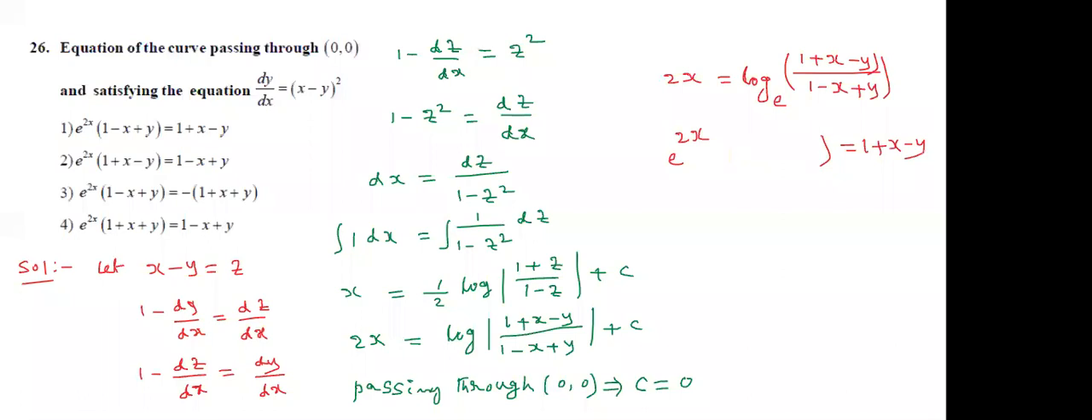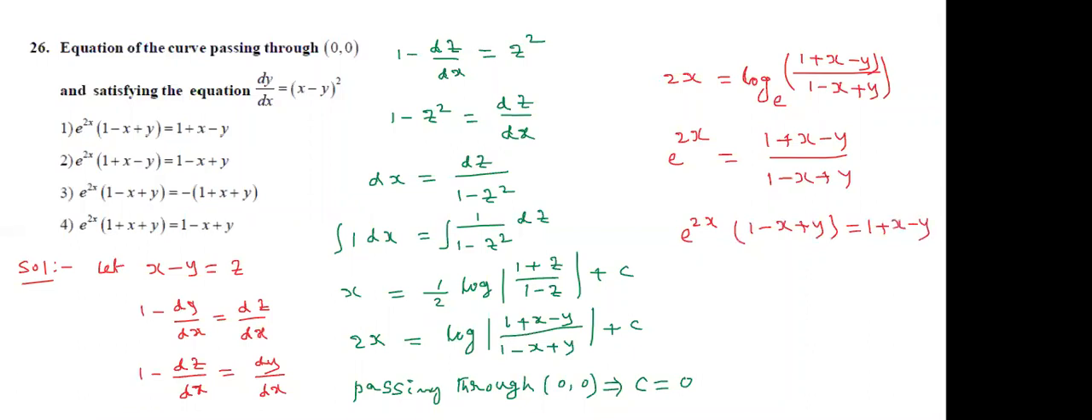Students, are you understood? Or otherwise, write one more step, no problem. Here we get 1 plus x minus y divided by 1 minus x plus y. Now, e power 2x into 1 minus x plus y, that is equal to 1 plus x minus y. Students, which option is correct? First option is correct.